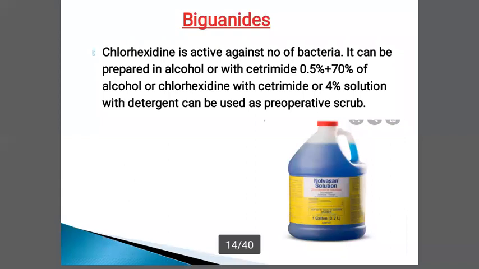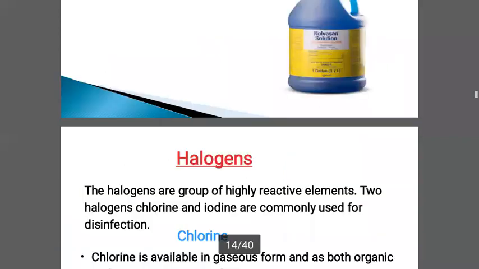Then biguanides. Chlorhexidine is a biguanide. It is active against a number of bacteria. It can be prepared in alcohol with cetrimide, 0.5% plus 70% alcohol, or chlorhexidine with cetrimide, or a 4% solution with a detergent can be used as a pre-operative scrub.